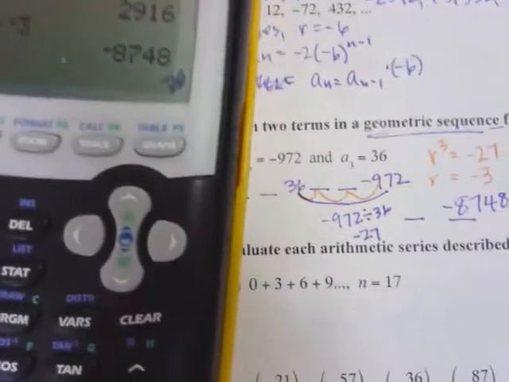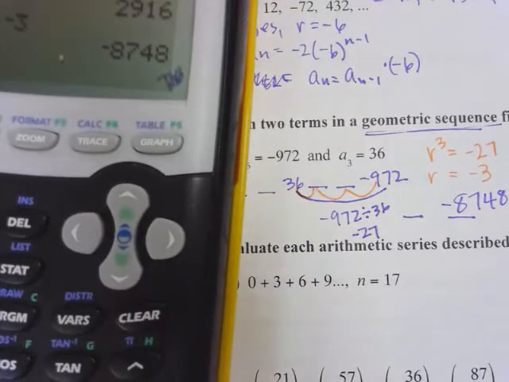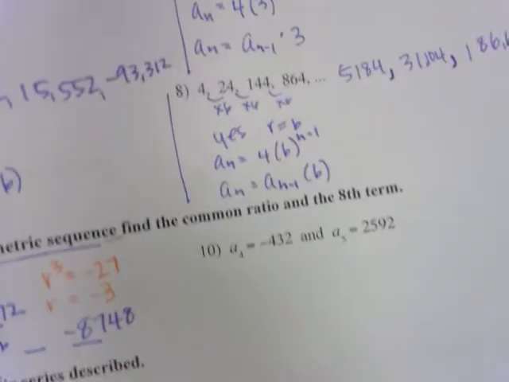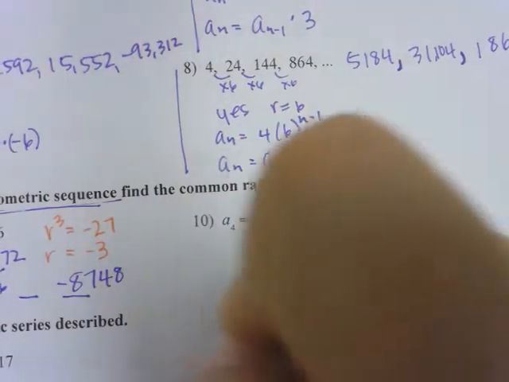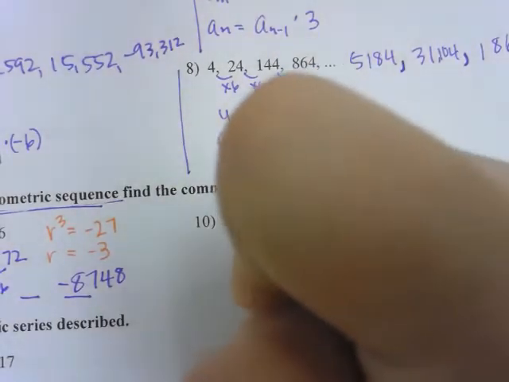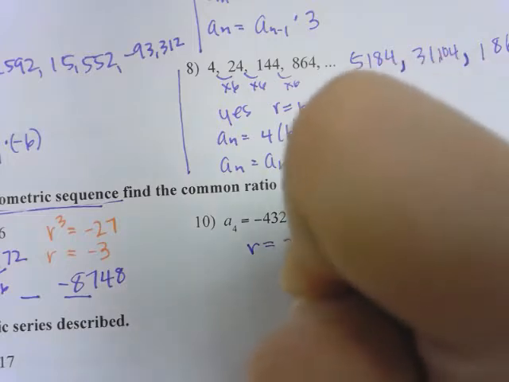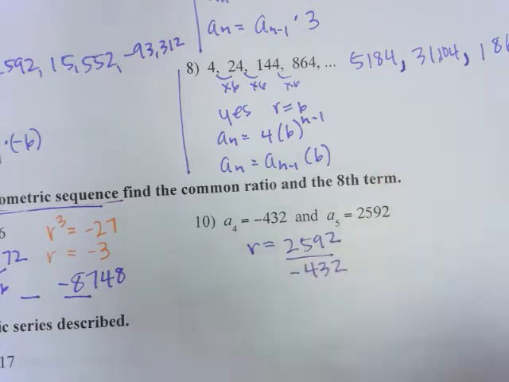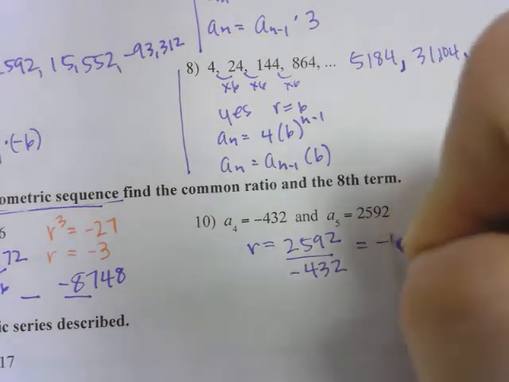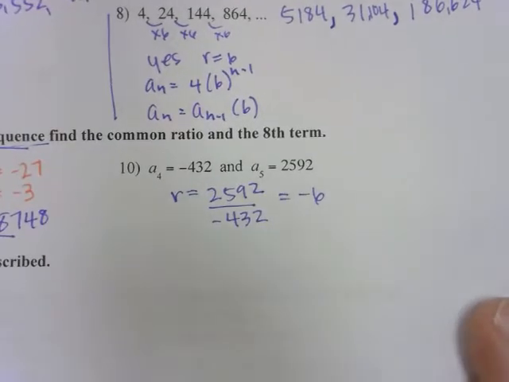I'll show my work right here. So if you check my answer key in class, you can see it. Let's do another one of those. This one's a little bit easier because we're told the 4th and the 5th term. So if I wanted to find my ratio, I'm just going to take 2592 and divide it by negative 432. So my ratio is negative 6.